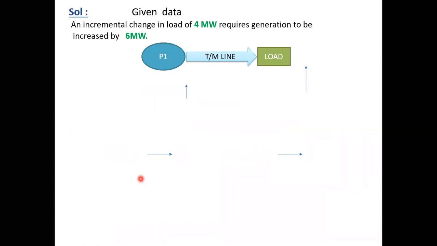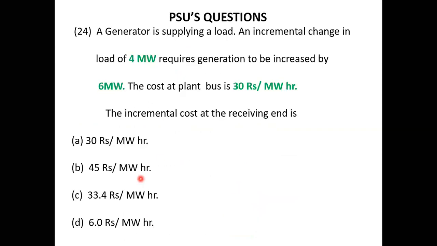For example, you may ask, sir, in between 45 and 33.4, how can we get the answer? Because these two are nothing but more than 30 rupees per megawatt hour, but you are saying 45. For example, if the loss is very less, then you can pick up the answer as 33.4.